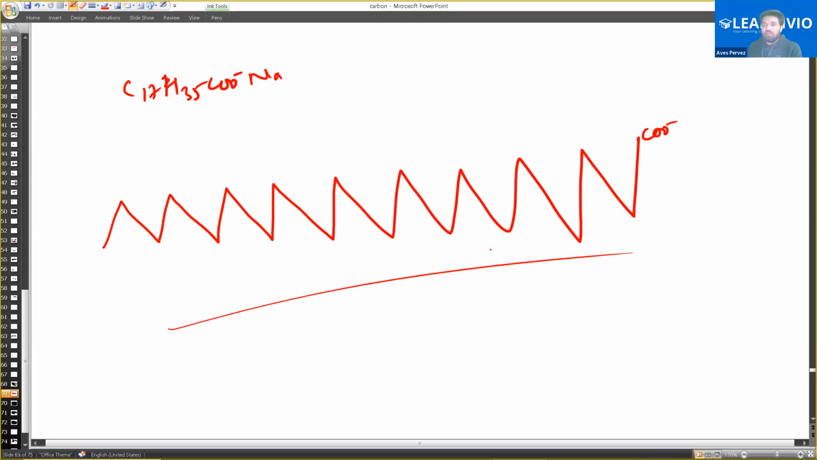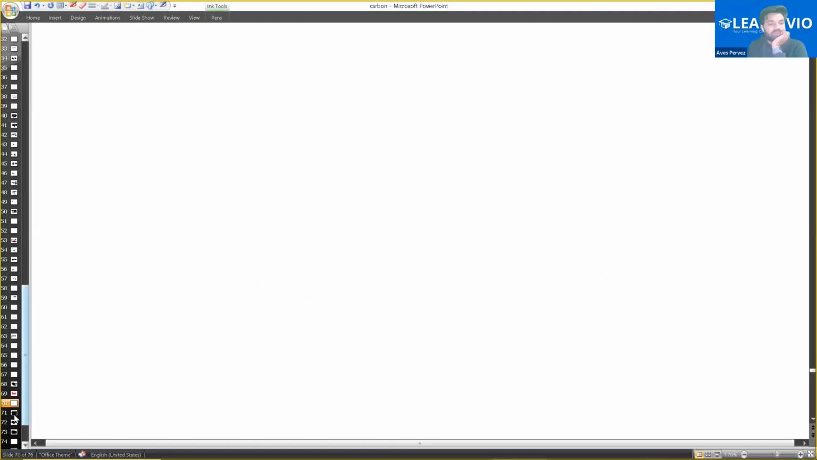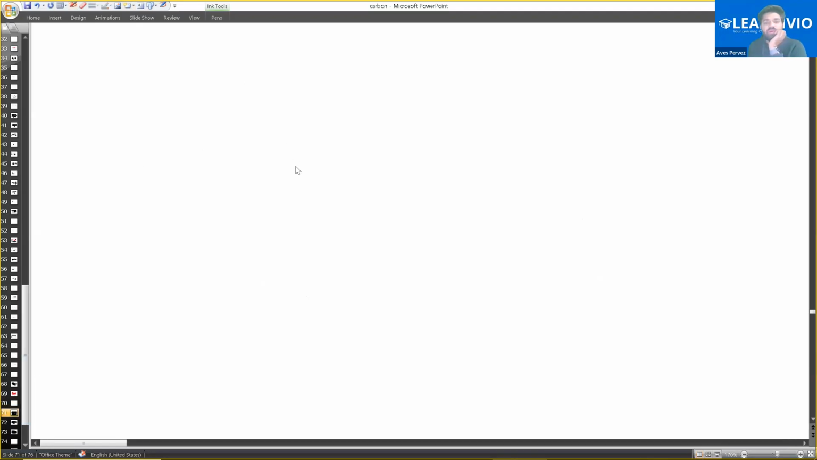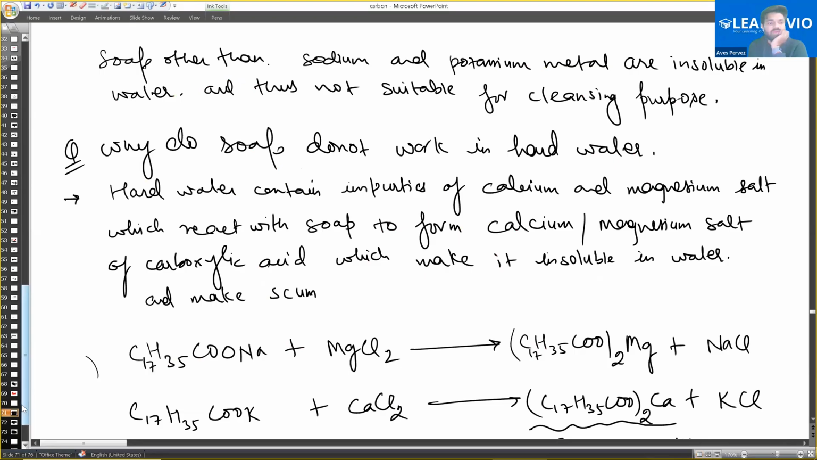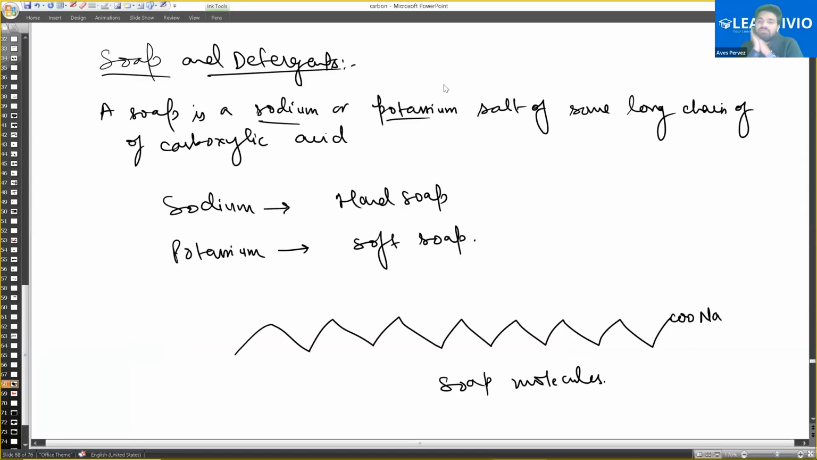Okay. Got it? Understood, Mariam? Yeah. So let's go further. Soap is the sodium or potassium salt of a long chain carboxylic acid. Ion, are you there? Yes. Okay, so please take a screenshot of this, Ion. Soap is the sodium or potassium salt of a long chain carboxylic acid. The COO minus is from the carboxylic acid. So done.